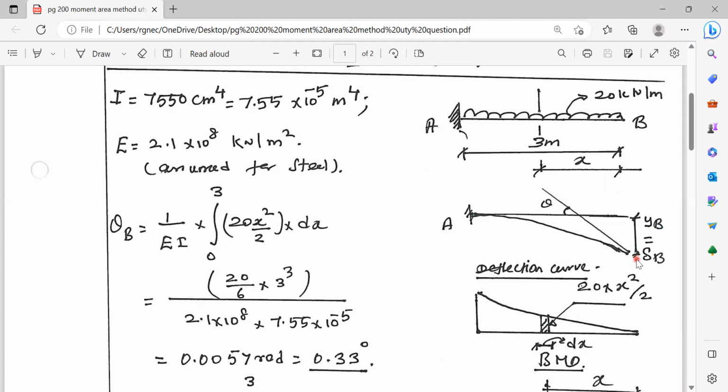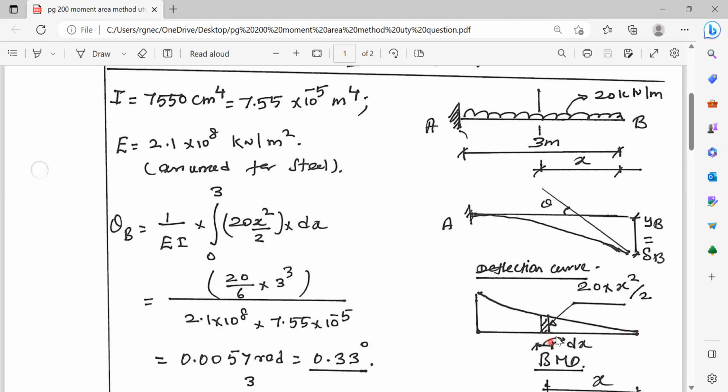Now, what is stated by Mohr's second theorem? Mohr's second theorem states that the vertical intercept between the two tangents of the deflected curve is equal to 1 by EI times the moment of the bending moment diagram. Here, 1 by EI times the moment of what? 20 x squared by 2 is the ordinate of the bending moment value at any distance x from A.